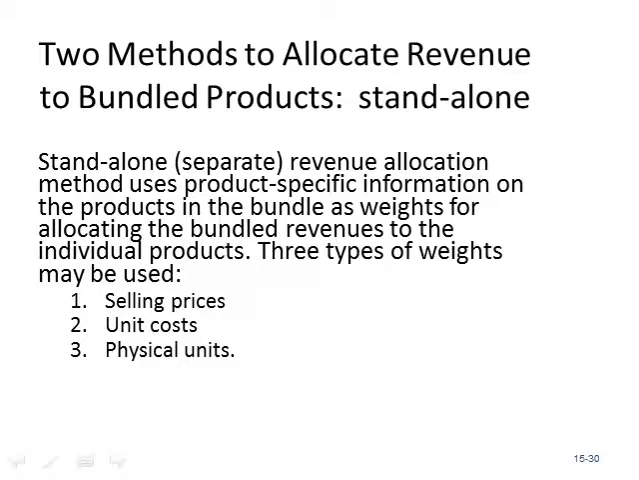And so we use two methods to allocate revenue to bundled products. The first is the standalone method. The standalone or separate revenue allocation method uses product-specific information on the products in the bundle as weights for allocating the bundled revenues to the individual products. Three types of weights may be used: selling price, unit cost, or physical units.